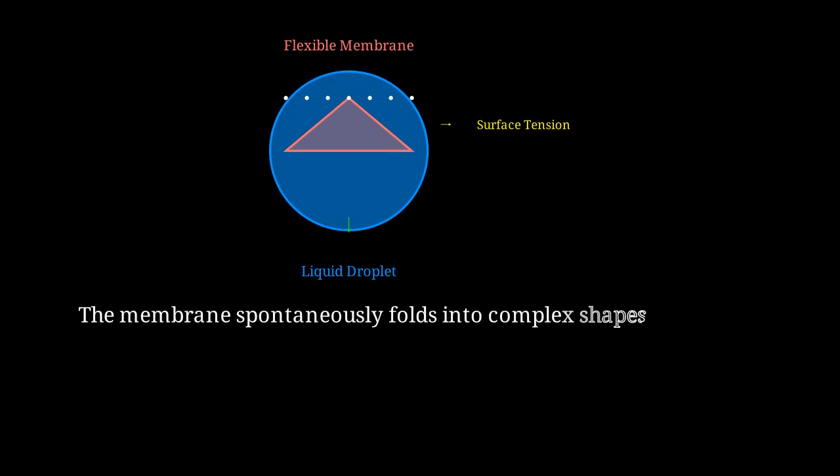What happens next is remarkable. The membrane doesn't just sit flat on the droplet. Instead, it spontaneously folds, creases, and wraps around the liquid, forming intricate three-dimensional shapes. No one is pushing or pulling on the membrane. The geometry emerges entirely from interfacial forces.